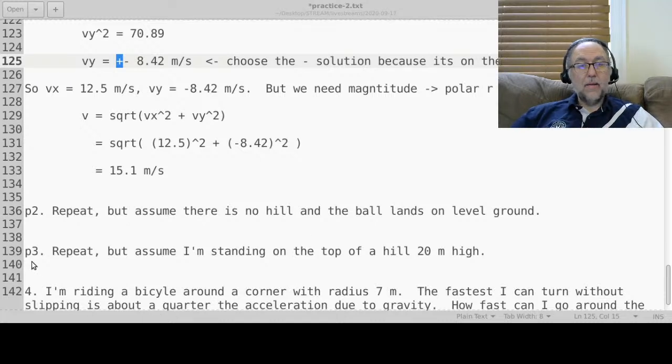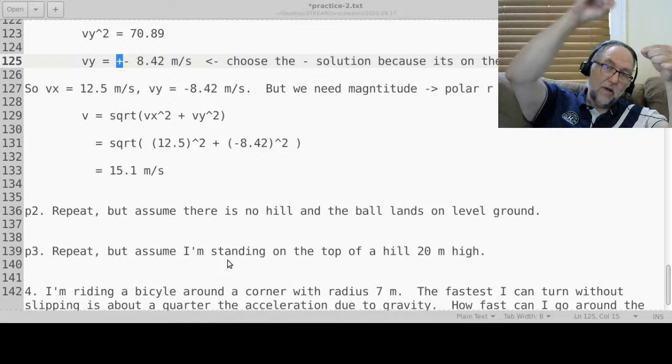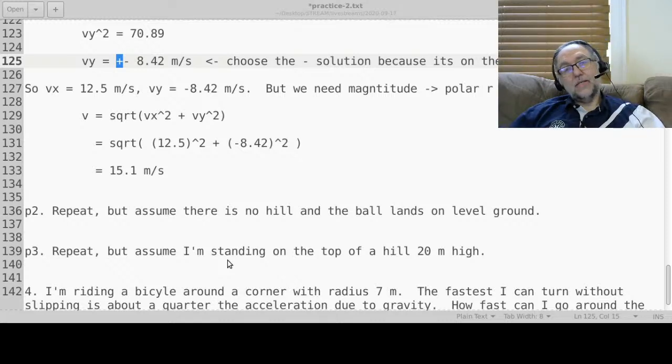And then practice problem 3 here is repeat it, but this time assume that you're at the top of a hill 20 meters high and you throw it up and it comes down, and it lands at ground level. All right, and there you go. And again, you can vary the numbers here.